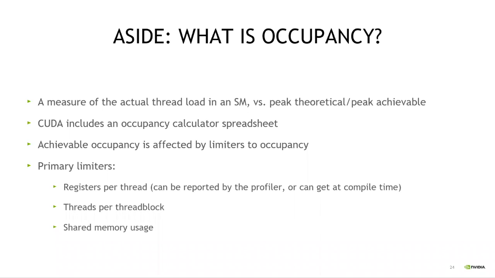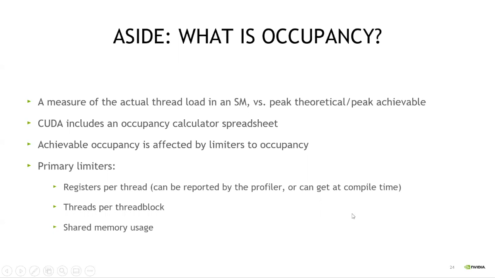Now, the actual calculation of occupancy can get a lot more complicated than that. There are other limiters to occupancy besides thread load, and therefore CUDA includes an occupancy calculator spreadsheet. It's part of the CUDA toolkit distribution. It's an Excel spreadsheet, and if you use that spreadsheet, you can figure out what your best case occupancy is for your kernel design. And of course, if you're getting to 100% occupancy, you're doing a good job.